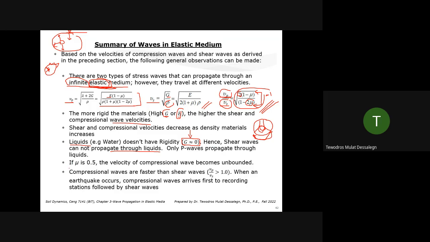And another conclusion: as the Poisson ratio is close to 0.5, the velocity of the compressional wave becomes unbounded. You can see it in the equation. All these conclusions are based on the equations. For the compressional wave, as mu is close to 0.5, this is going to 1 minus 2 times 0.5. This is going to be 0. So this guy is going to infinity. That's what I mean by unbounded.